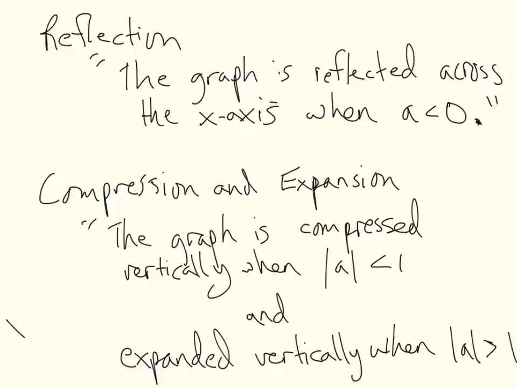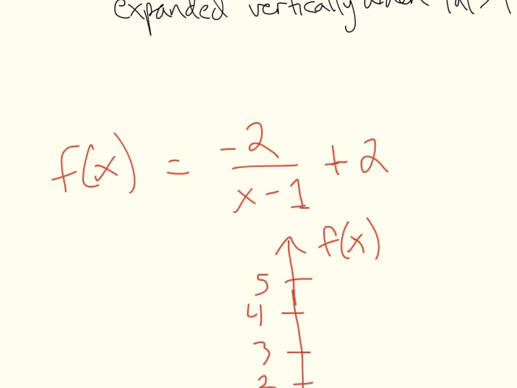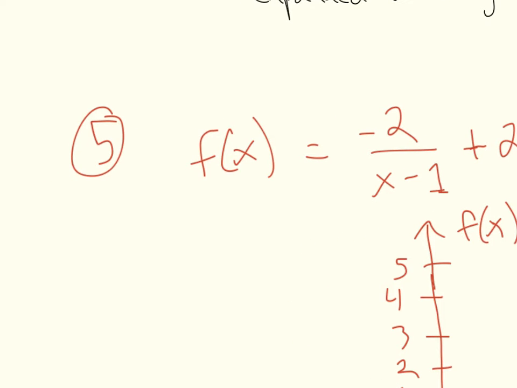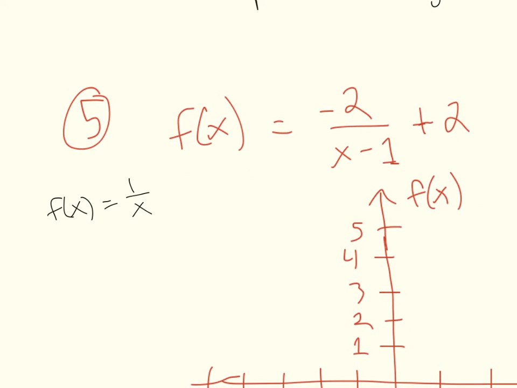Okay, so let's look at an example. Let's check out number 5. Alright, we've got the function f of x equals negative 2 over x minus 1, plus 2. We remember that the parent function looks something like this. f of x equals 1 over x. Okay, so how in the world did this parent function get changed to look like this function? Well, let's identify some key ingredients. Let's talk about that a position first, negative 2.